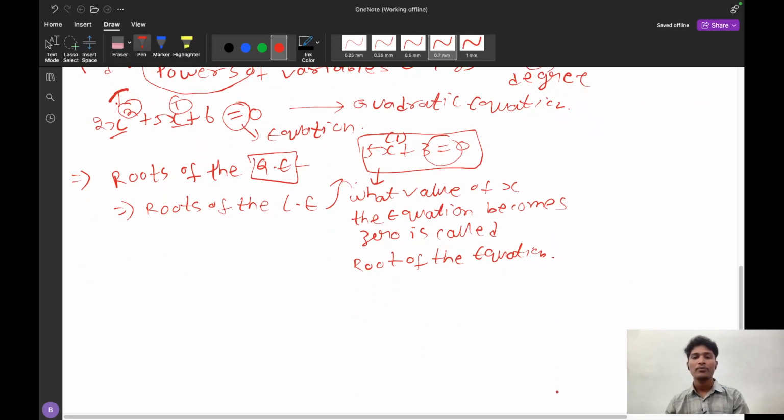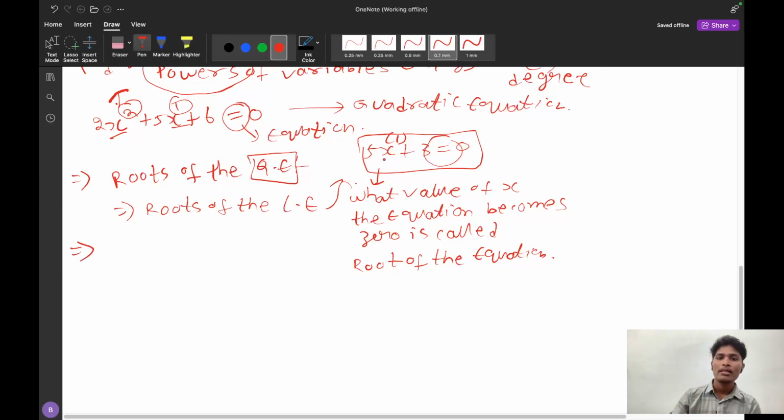And one more thing, it is called the root of the equation. This is the basic definition of the root of any equation, whether linear, quadratic, polynomial, any equation. You have to understand what value of x. If I substitute any value of x, that is 0, 1, 1 by 2, 1 by 3 or any value, and the equation becomes 0 after substituting that value, it is said to be the root of that equation. So suppose I take the example again, 5x plus 3 equal to 0. At what value does the equation become 0?